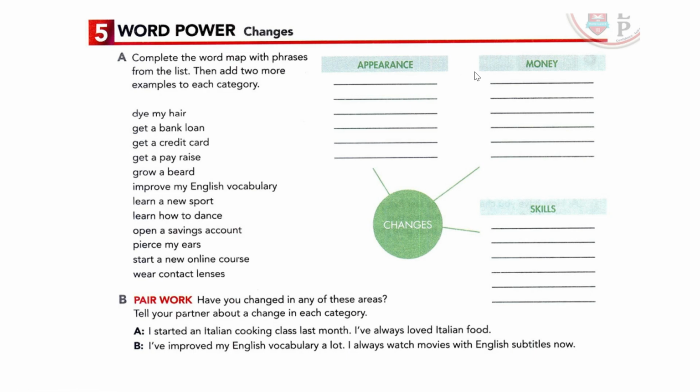Let's continue. This right here is a word power that will be in your last practice. So you have to look for the meaning of the words here that you don't know. Here we have dye my hair. Women do this a lot. Get a bank loan, get a credit card, get a pay raise, grow a beard, improve my English vocabulary, learn a new sport, learn how to dance, open a savings account, pierce my ears, start a new online course, and wear contact lenses. I decided to leave this word power here because you need this. Okay, this is basic stuff.